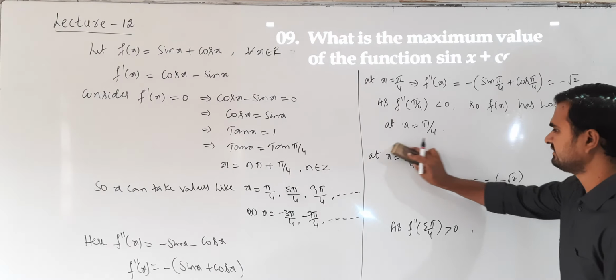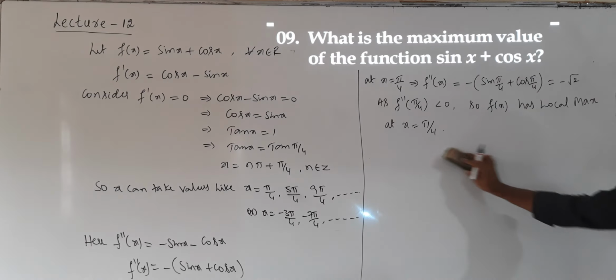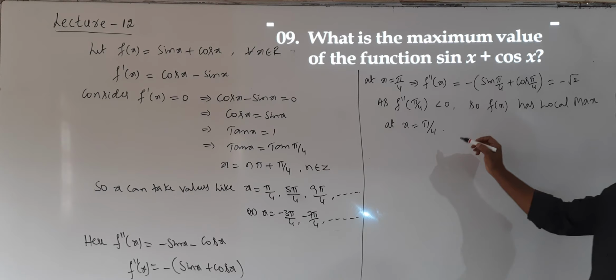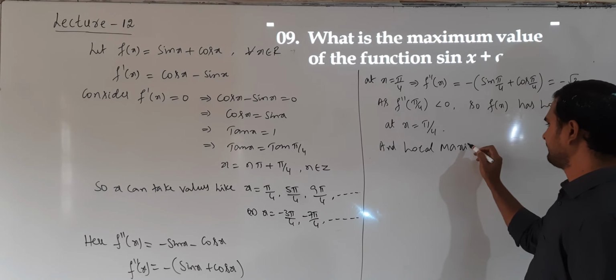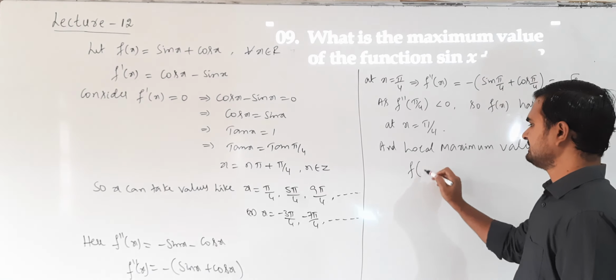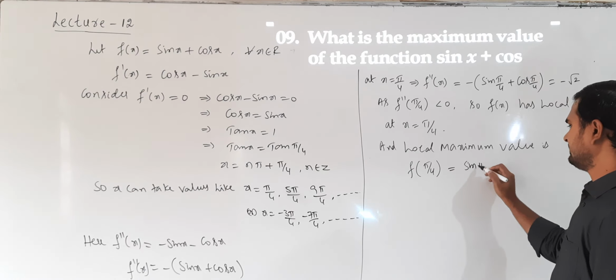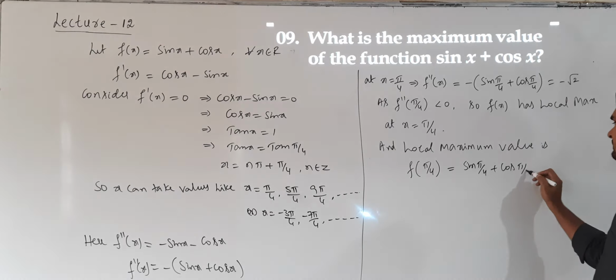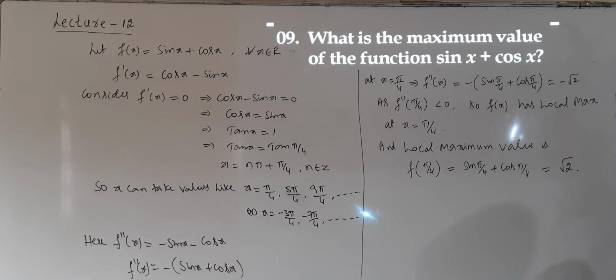So we have to find that local maximum value, and the local maximum value is f of pi by 4. It is sin pi by 4 plus cos pi by 4, which is 1 by root 2 plus 1 by root 2, 2 by root 2, which is root 2. So the maximum value of the function is root 2, obtained at pi by 4.